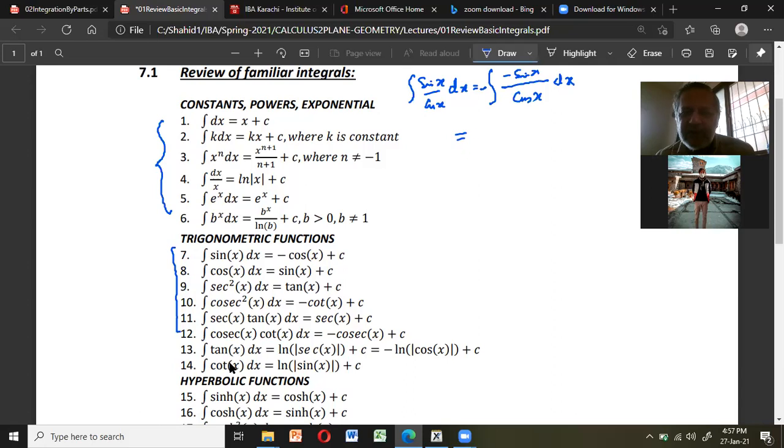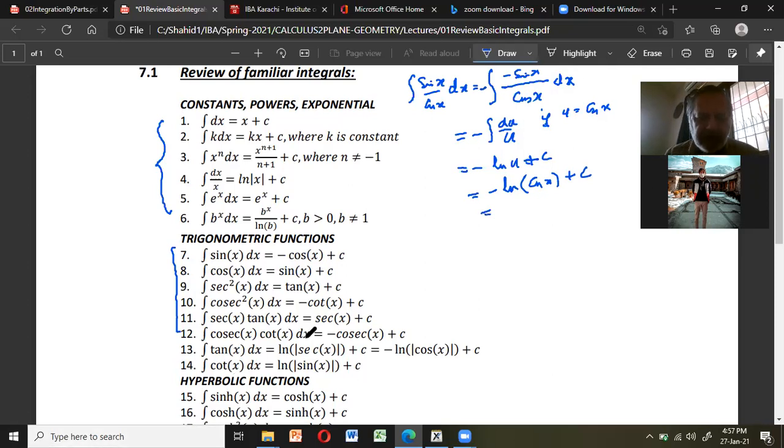Last lecture, we discussed this to produce this kind of result, du upon u, if u is set to be cos x. And that makes it minus ln u, of course, plus c. And since u is equal to cos x, it can be written as this. An alternate form, which is given here, this is the basic result.